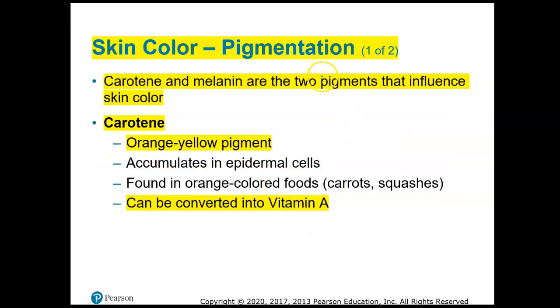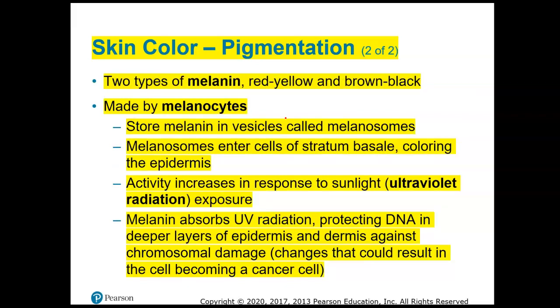Okay, so, all right, so skin color, pigmentation. The pigments that are responsible for skin color are keratin and melanin. So first is keratin, which is an orange-yellow pigment, and that pigment can be converted into vitamin A. So that is a pigment that's also found in orange-colored foods, and so we can get vitamin A from it. That's why they say, because vitamin A is good for your eyes and good for the retinol in your eyes, that's why they say carrots are good for your eyesight.